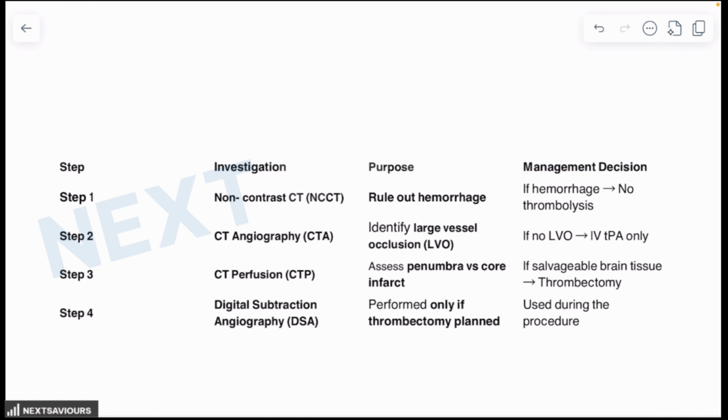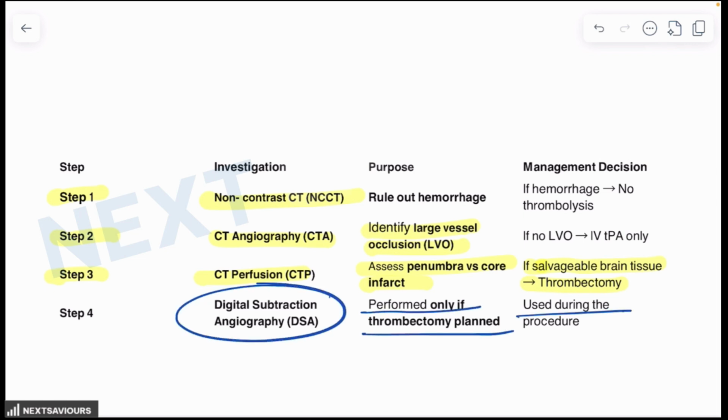So again, if we look at how it is written over here, step 1 obviously is the non-contrast CT image. Step 2 is CT angiography for the identification of the large vessel occlusion. Step 3 is CT perfusion for the assessment of the penumbra versus the core infarct. So if salvageable brain tissue is present, then go for thrombectomy. And finally, how to proceed with thrombectomy is on digital subtraction angiography, which is performed only if thrombectomy is planned and is used during the procedure.